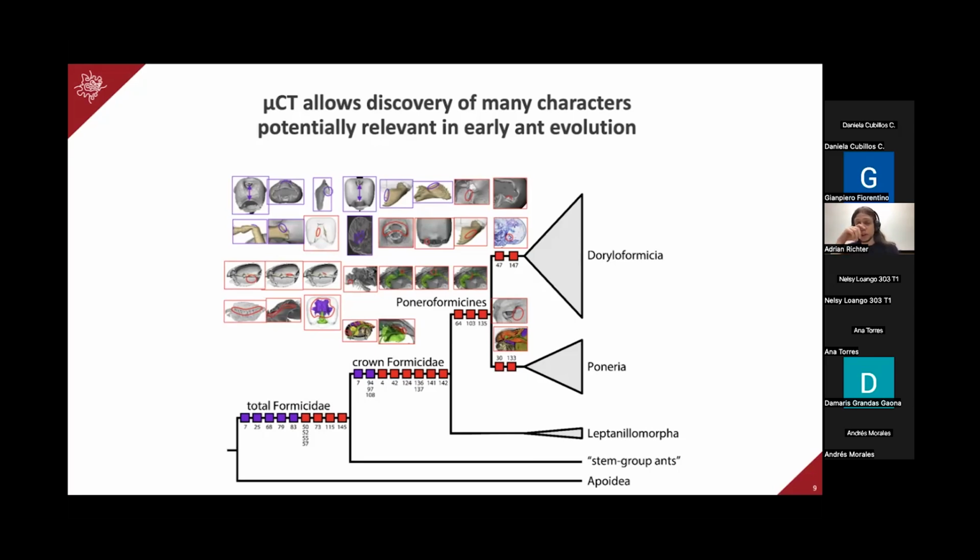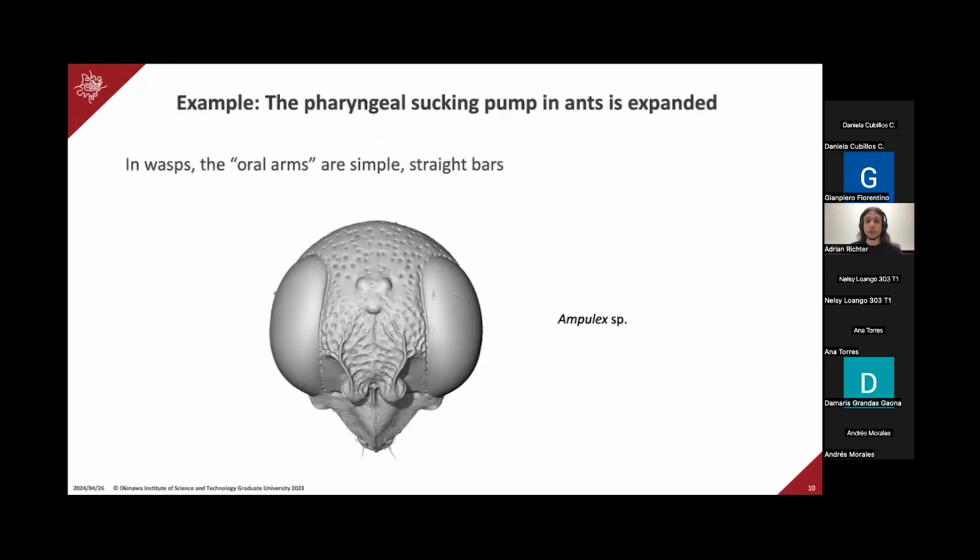But yeah, I don't have time to go into all of these characters in detail, but I want to focus on one a little bit more because I think it's pretty interesting and this actually inspired my current interest in the digestive system of ants. And this is definitely an ant autapomorphy. So I'm pretty confident about that. And that is the shape of the configuration of the pharyngeal sucking pump.